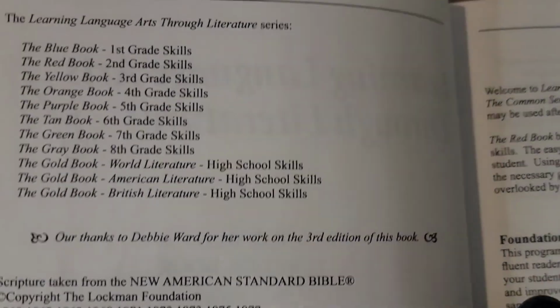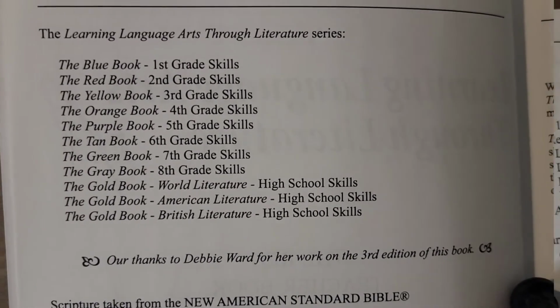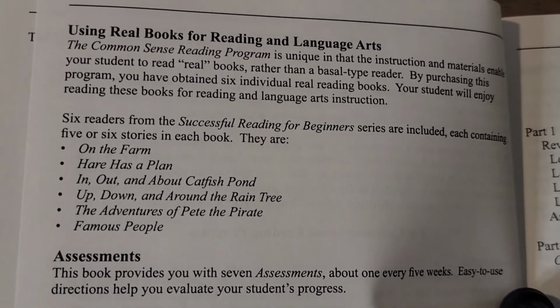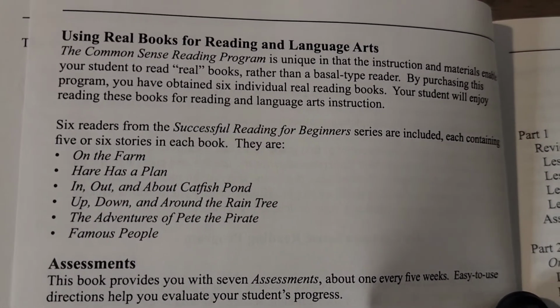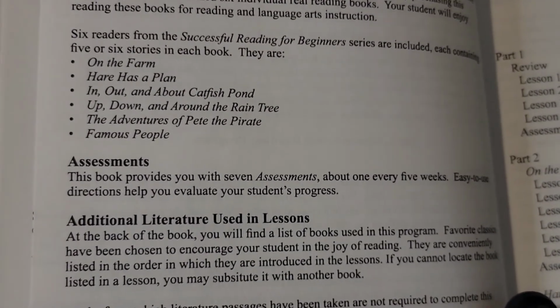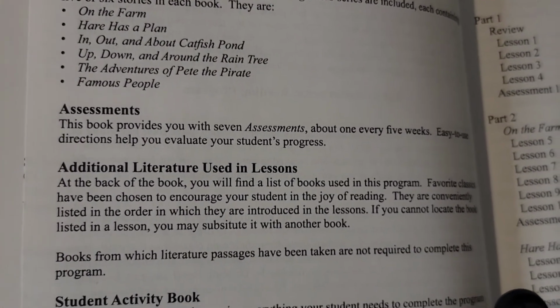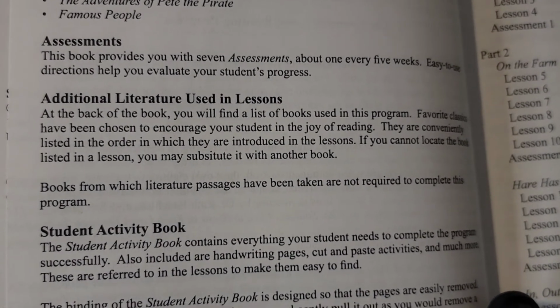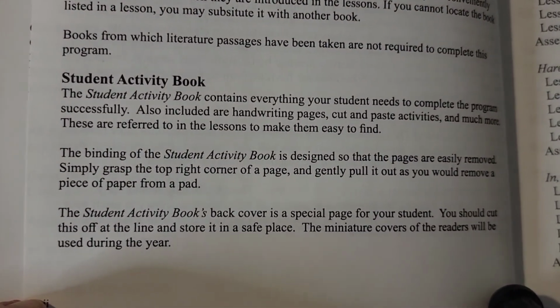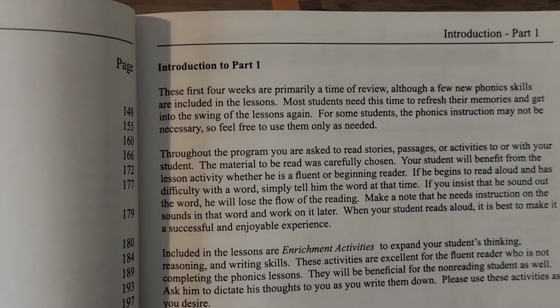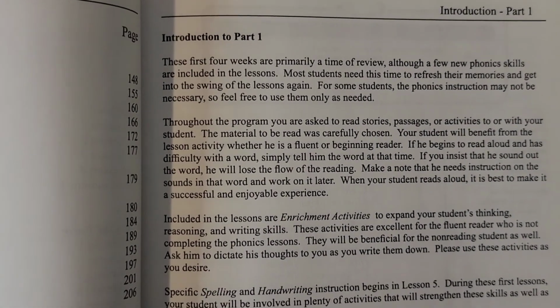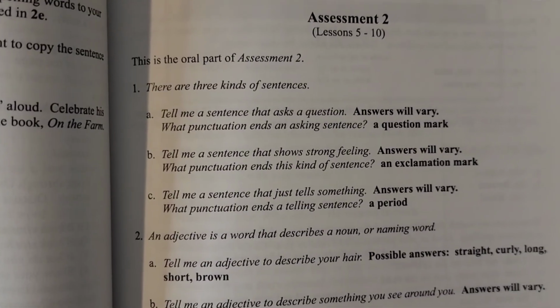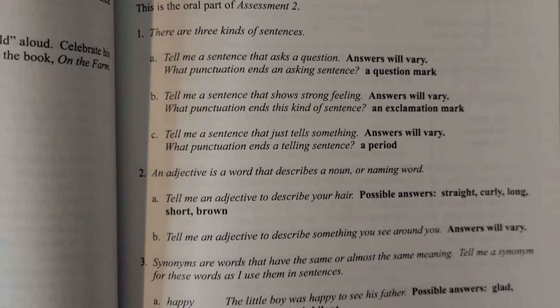And if we go to the front of the teacher's book, it lists the chapter books that come with the program. Talks about the assessments, and then the additional literature talks about the student activity book. This is where it discusses the first 4 lessons in the book. Here is what an assessment would look like.